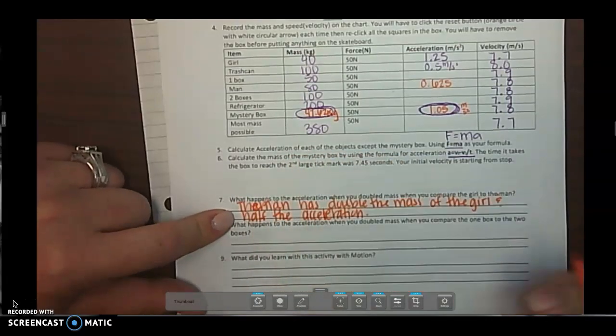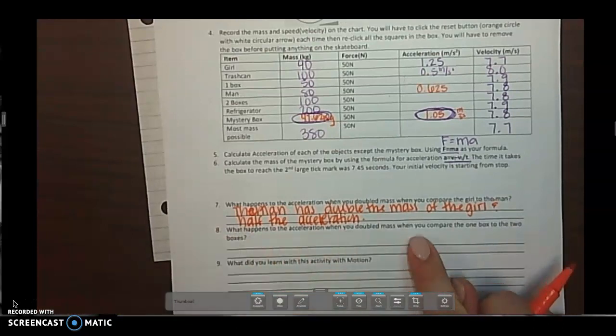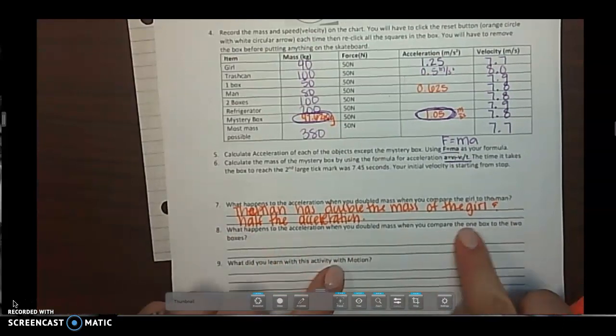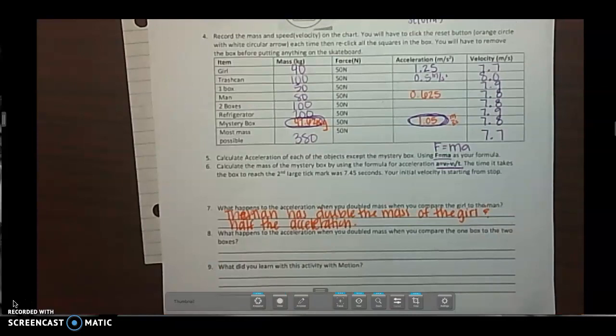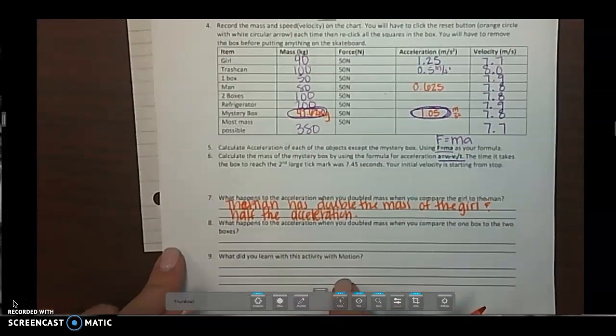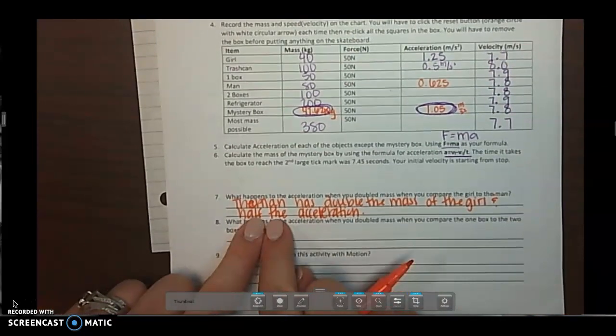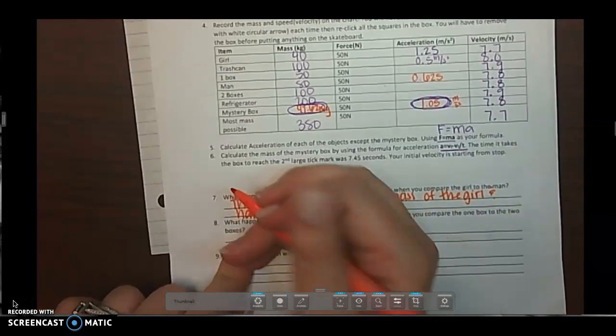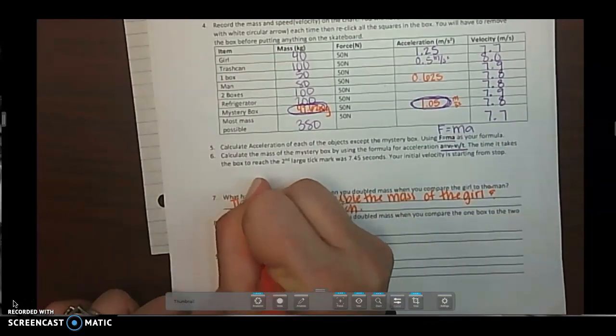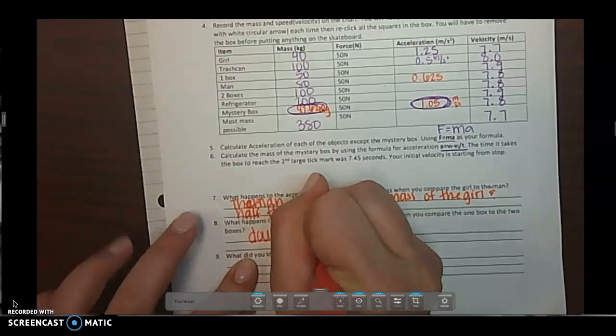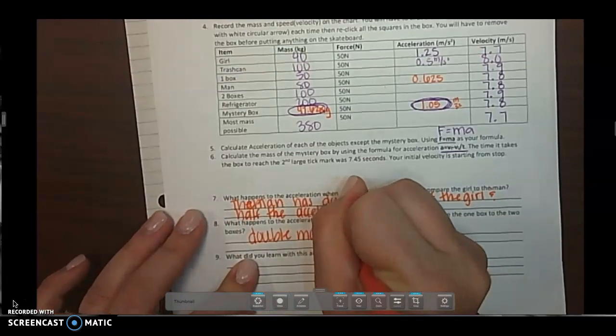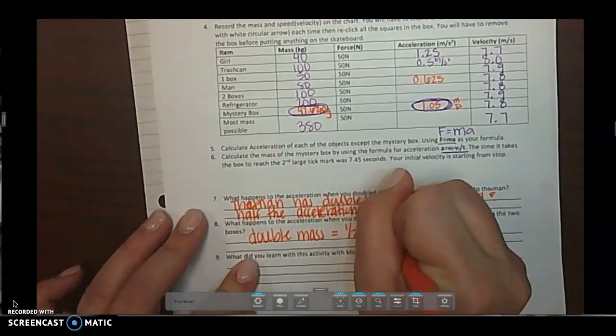So it says, what happened to the acceleration when you double the mass? Compare one box to two boxes. Well, if we doubled the mass of the man to the girl, then that means it would half the acceleration. So double mass equals half acceleration.